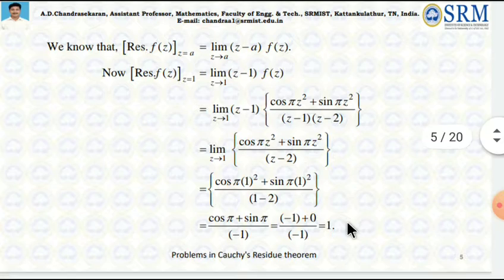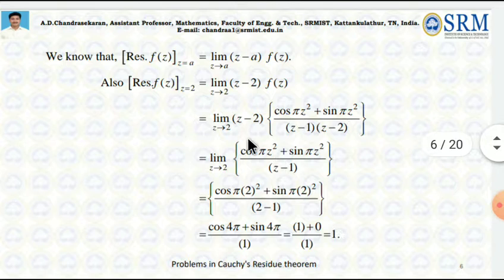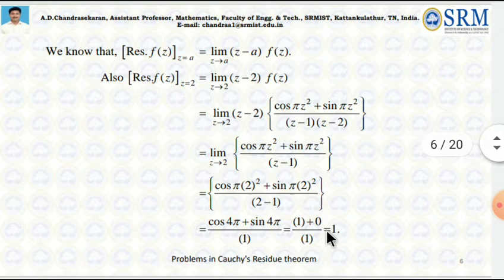In the similar manner, let us find the residue of f(z) at z = 2. The order is also 1, that is a simple pole, so the formula is the same. Substitute a = 2 into (z − 2) f(z). The pole term gets cancelled, z − 2 with z − 2. In the rest of the term, use z = 2, and we get cos π(2)² plus sin π(2)², so cos 4π plus sin 4π in the numerator. The denominator is 2 − 1, which is 1. Sin 4π is 0 and cos 4π is 1, so 1 by 1 is 1. So I found both the residue values.